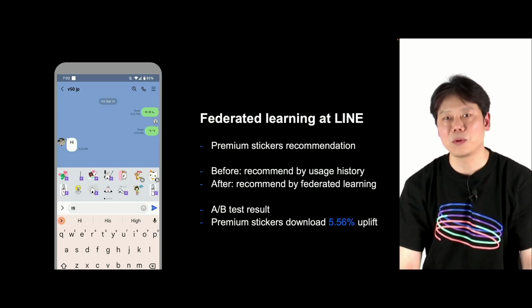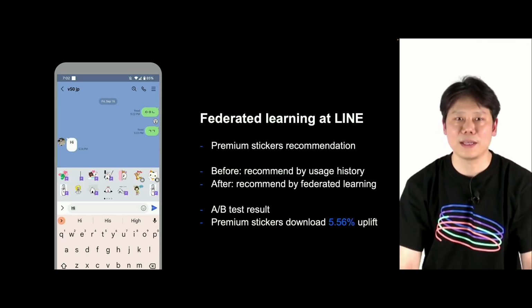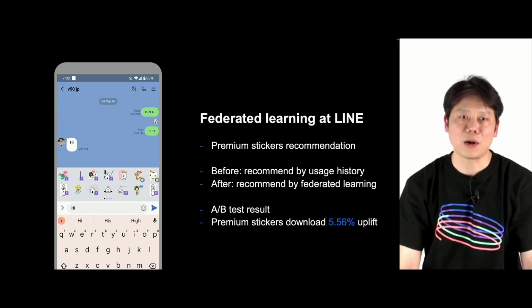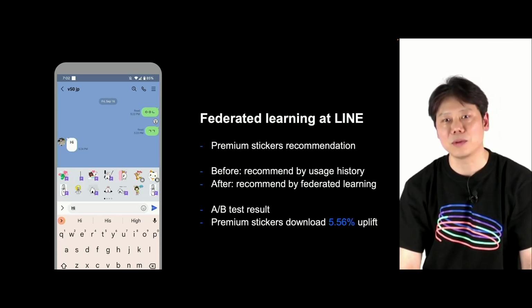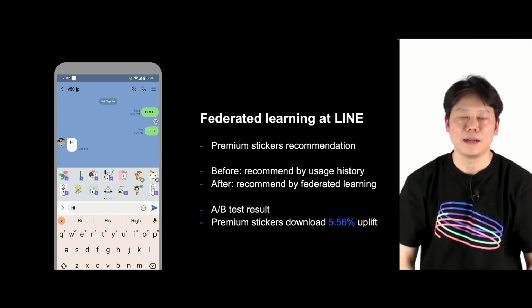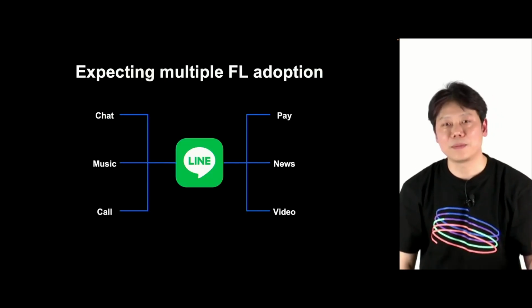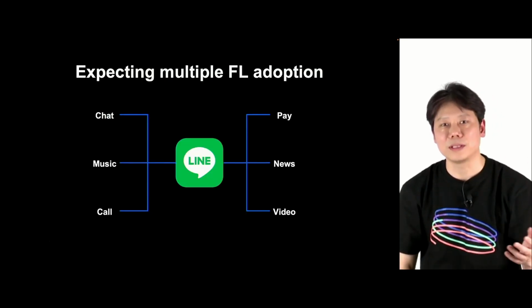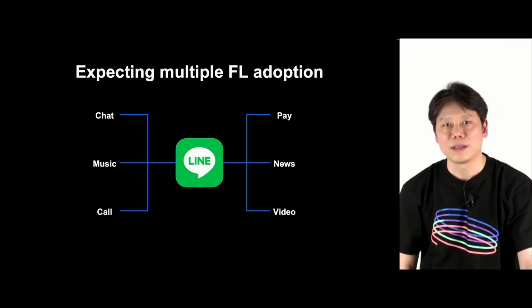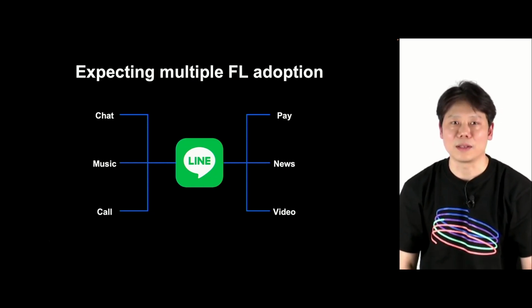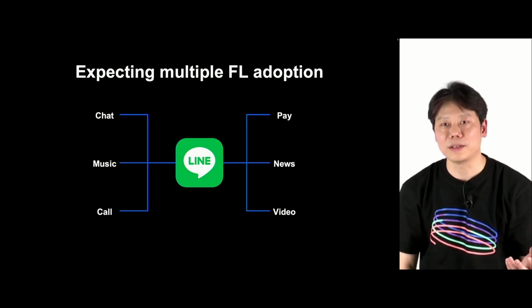In the past, we used the usage history to make recommendations, but now we are making use of the machine learning model. And in the A/B test that was done last October, we were able to identify an increase of 5.56% of sticker download. But in addition to sticker, there are many features in Line. So we believe that federated learning can be applied to various features in Line.